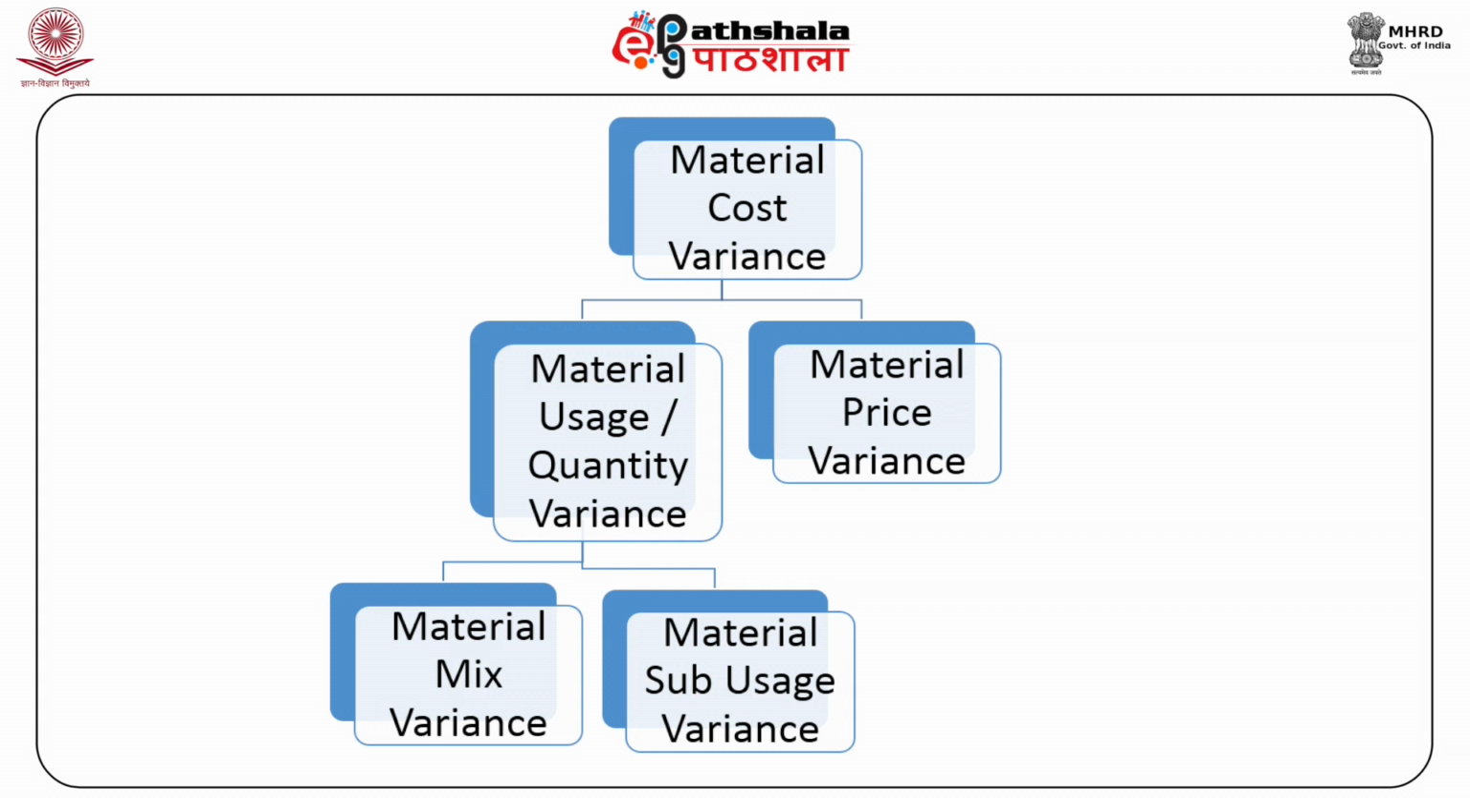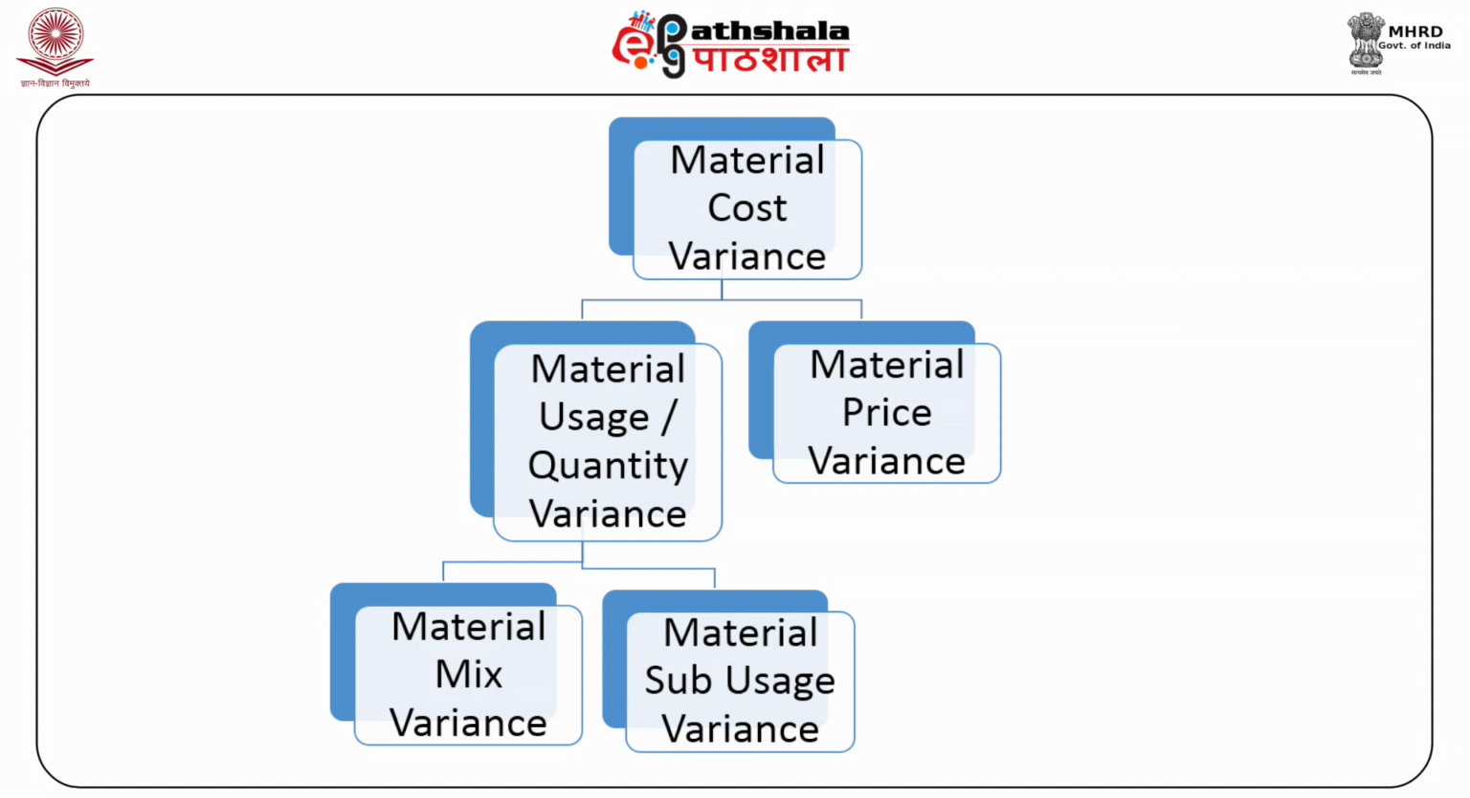Fourth, material mix variance may arise in a situation where the firm uses different proportion mix of raw materials to produce the finished product. The firm predetermines the standard mix to be used for production, but its actual mix may differ than expected because of many reasons like price rise in the cost of material, delay in purchasing the material, etc.